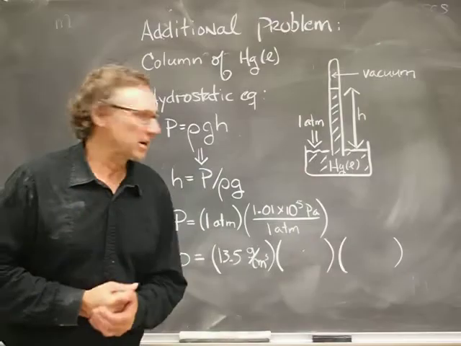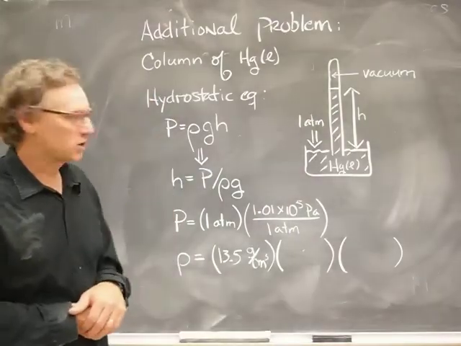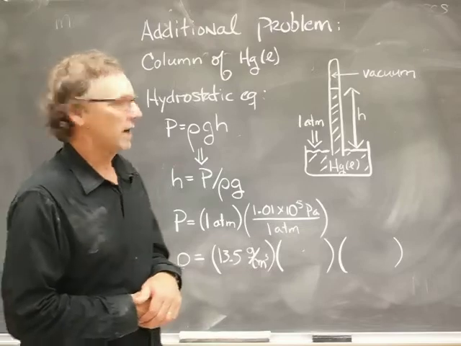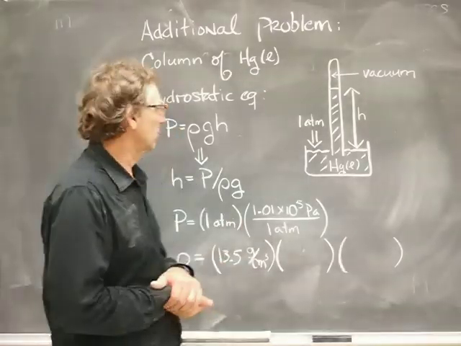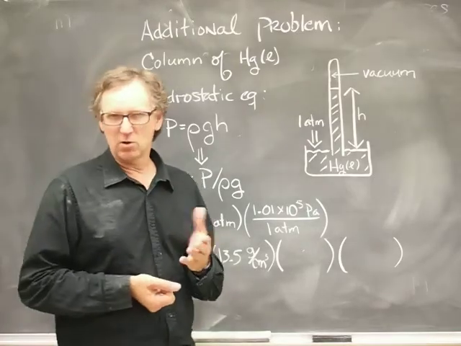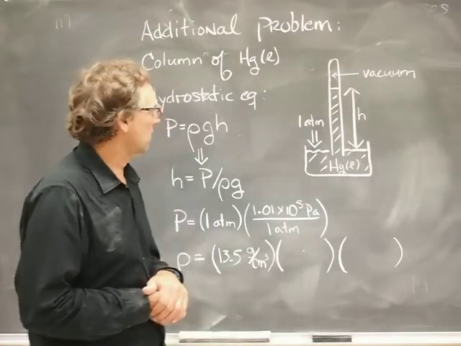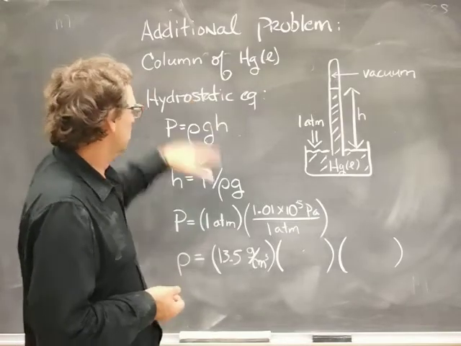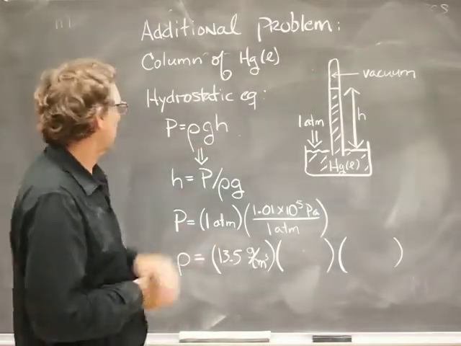Hi, I'm here to help you out with another additional problem from the homework set this week. This one has to do with how high a column of mercury will stand when the configuration is what's called an open barometer or an open manometer configuration. And for that purpose, we're going to use the hydrostatic equation, which I've written down here.